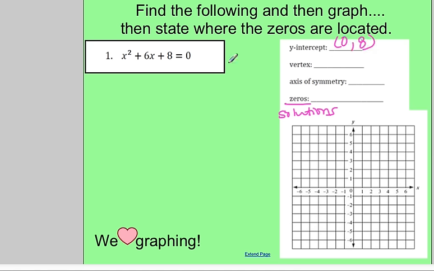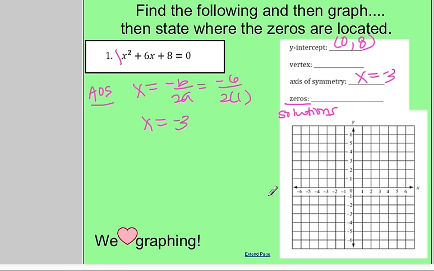The vertex. In order to find the vertex, we find the axis of symmetry first. So our axis of symmetry is x equals negative b over 2a. In this case, my b is 6, so I have negative 6 over 2 times my a is 1. So I have negative 6 over 2, so x is equal to negative 3. So our axis of symmetry is x equals negative 3.